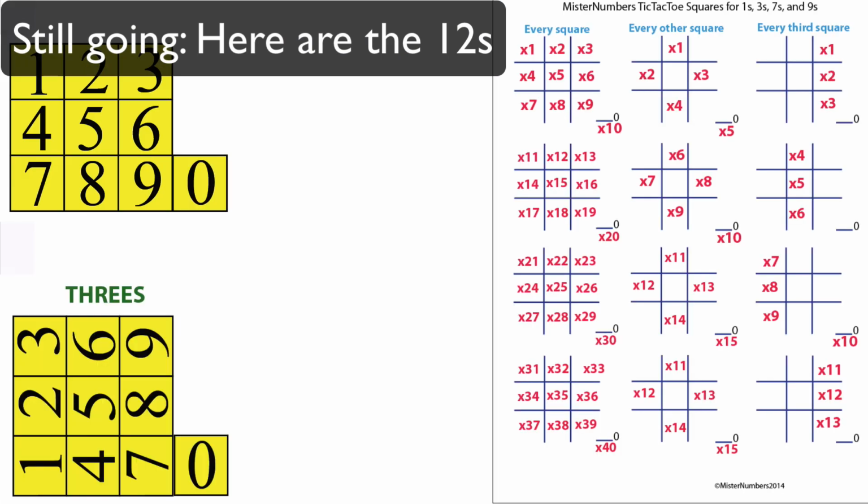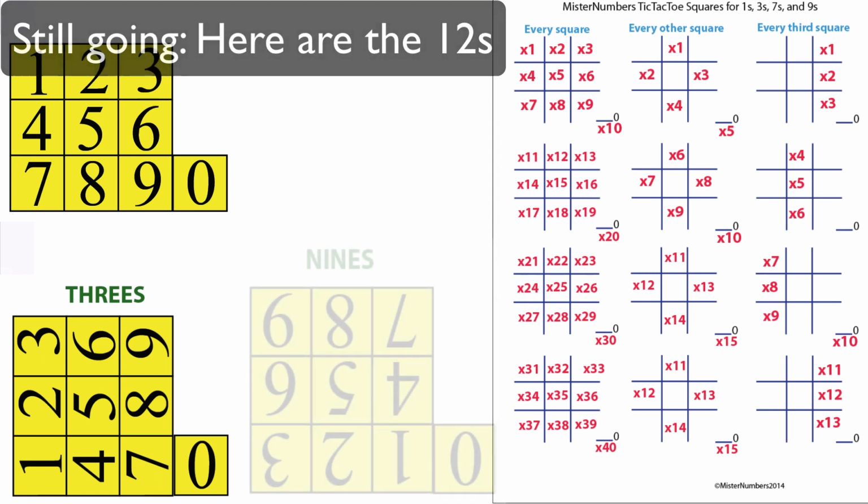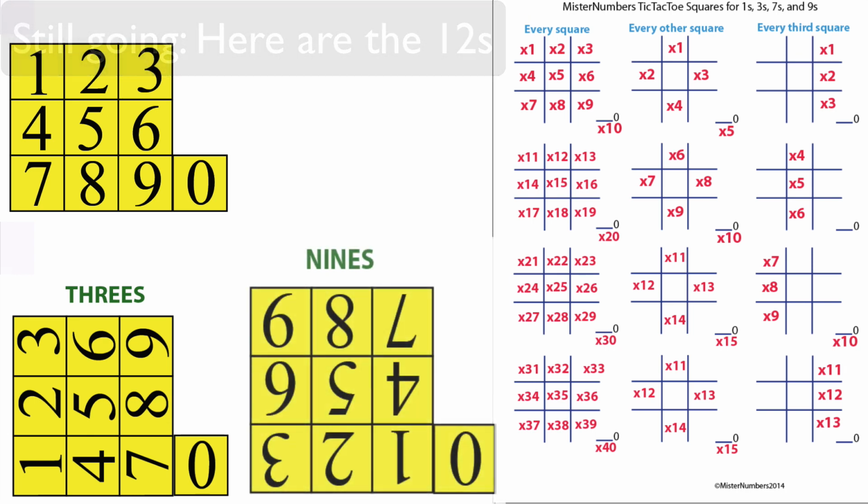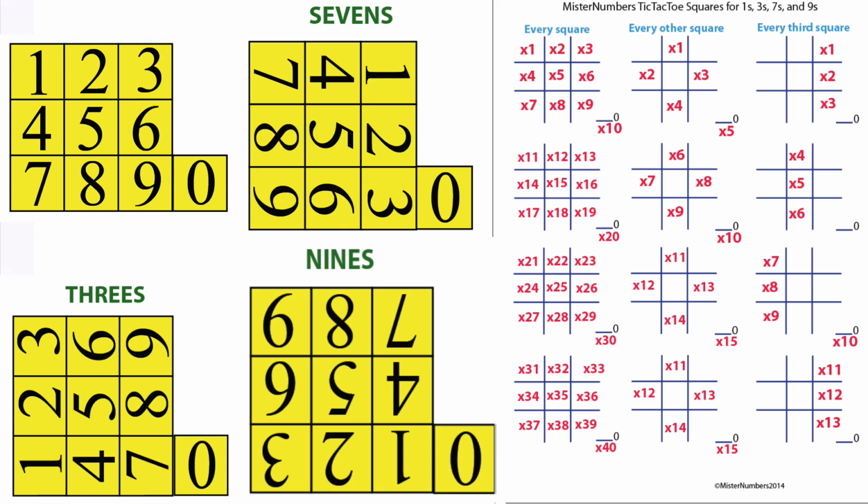We've done the 3s, each square, the 6s every other square, the 9s every third square, the 12s every fourth square. All kinds of different ways to do the 3s, the 6s, the 9s, and the 12s, and we actually did the 1s and 2s.